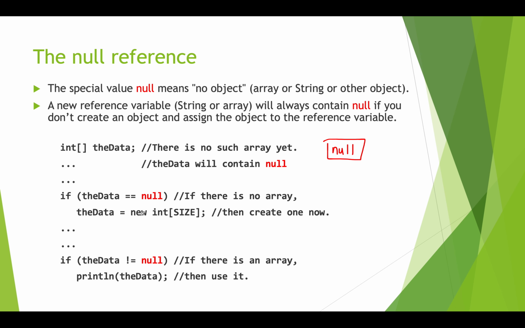So we can go ahead and create one. So then we can say the data equals new int and create an array of size, whatever size happens to be. Okay. So then we create our array over here. And now this no longer contains null, and it's actually pointing at our array, right? And then later on in the code, we can check to make sure that our array reference variable, the data, isn't null. And this is a way of saying, are you actually pointing at a real array? And if it isn't null, then it is pointing at an array, and then we can actually access that array and do something with it.